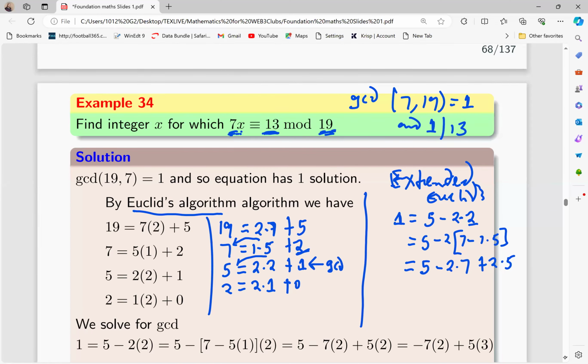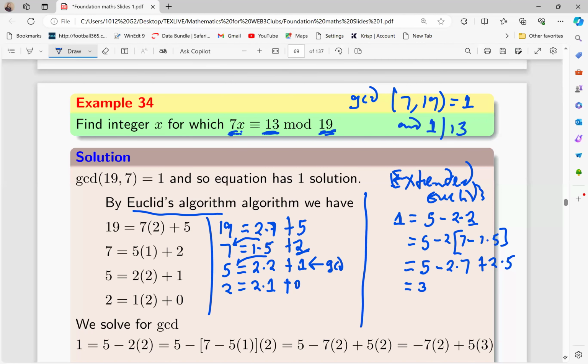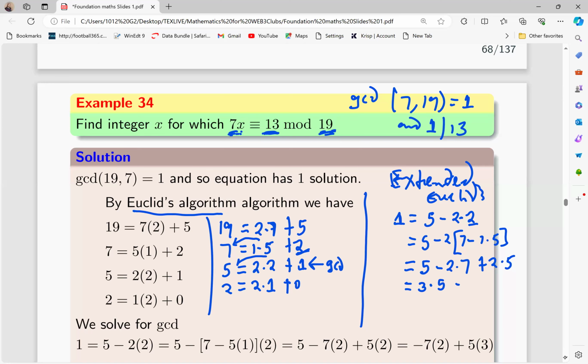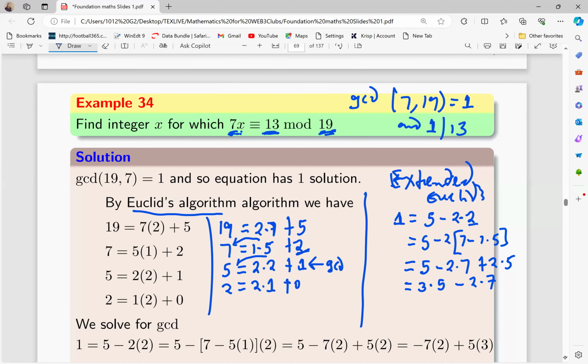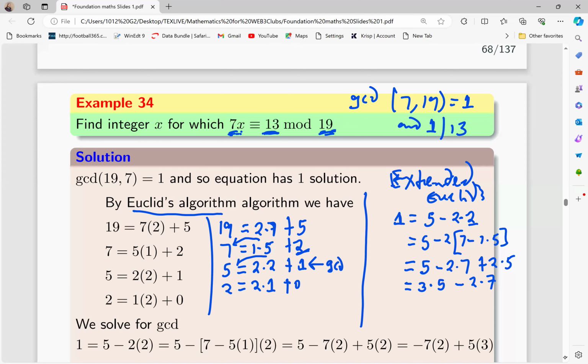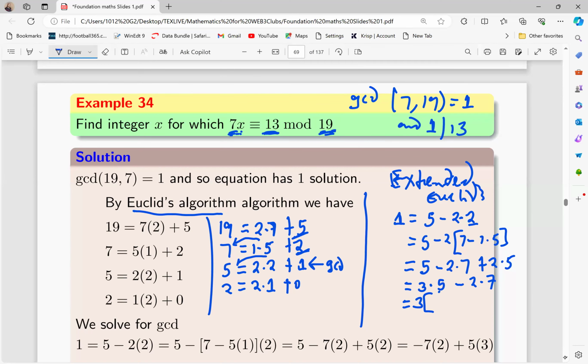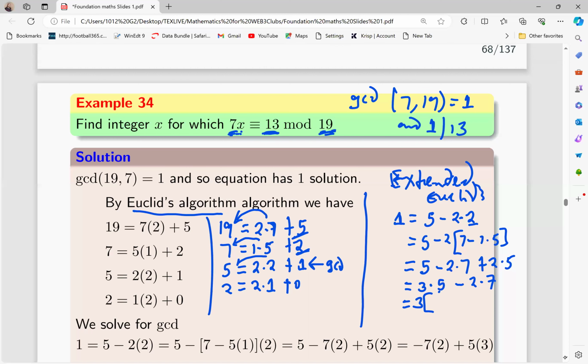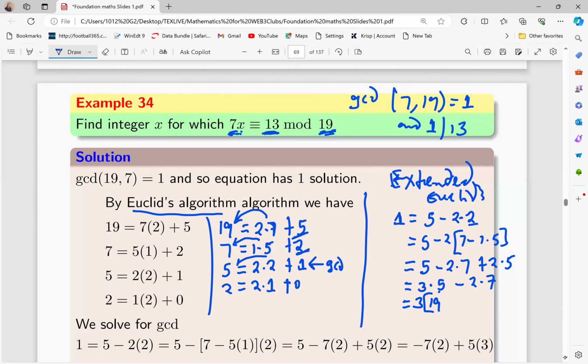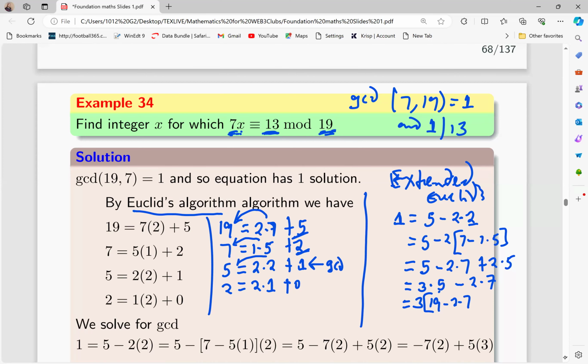Collect like terms. You can just collect it anywhere, either on the left or here, with 3 multiplied by 5 minus 2 multiplied by 7. Replace now the last remainder. That last remainder 5 is equivalent to 19 minus 2 multiplied by 7. Then there's this 2 multiplied by 7.